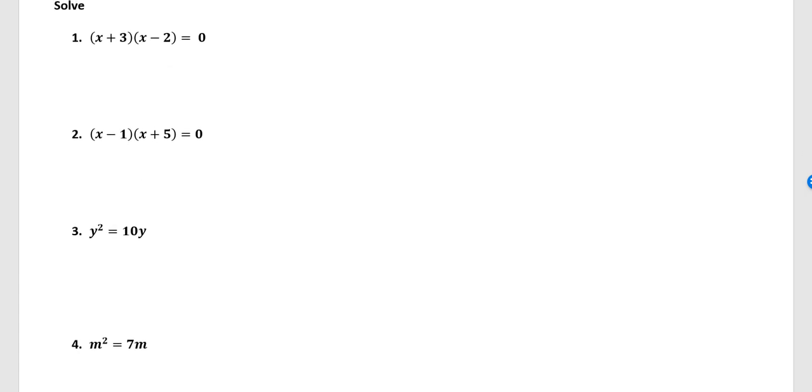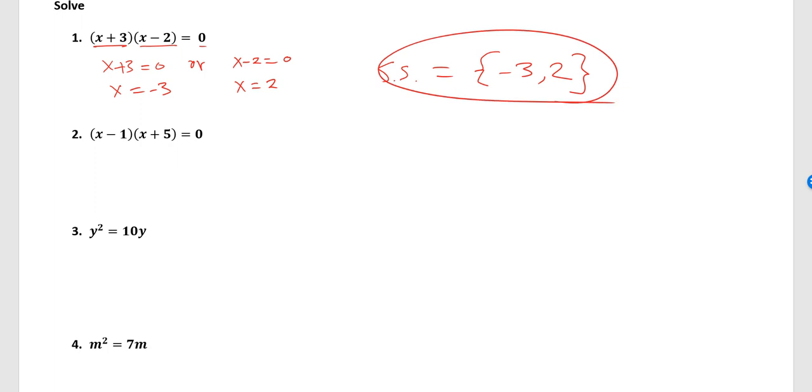First we have x plus 3 times x minus 2 equals 0. So x plus 3 equals 0, or x minus 2 equals 0. So here we have x is minus 3 and x is equal to 2. So my solution set is equal to minus 3 and 2.